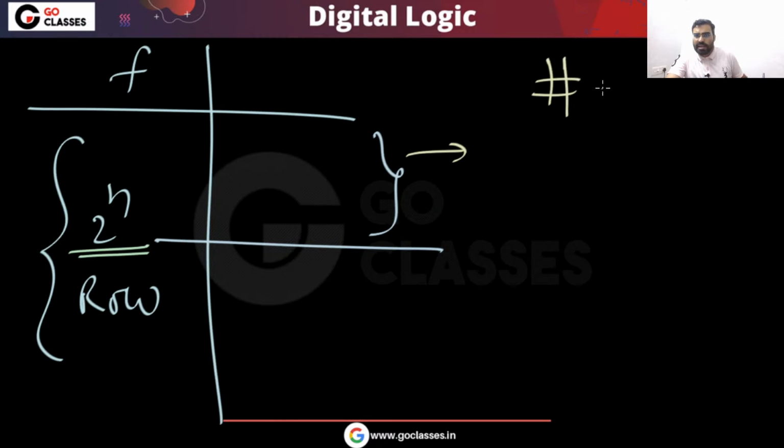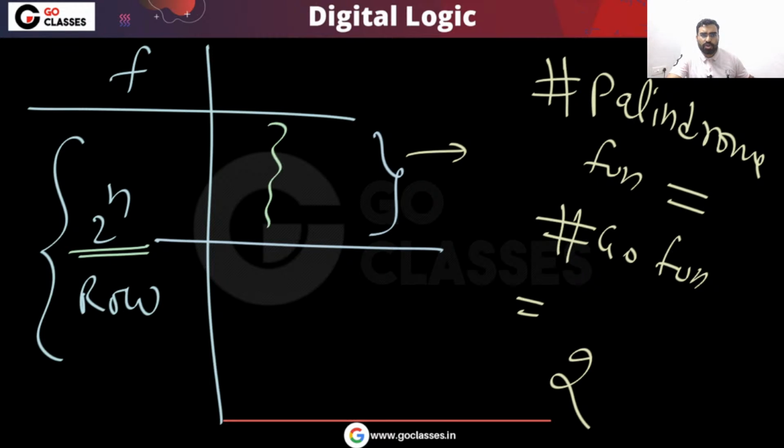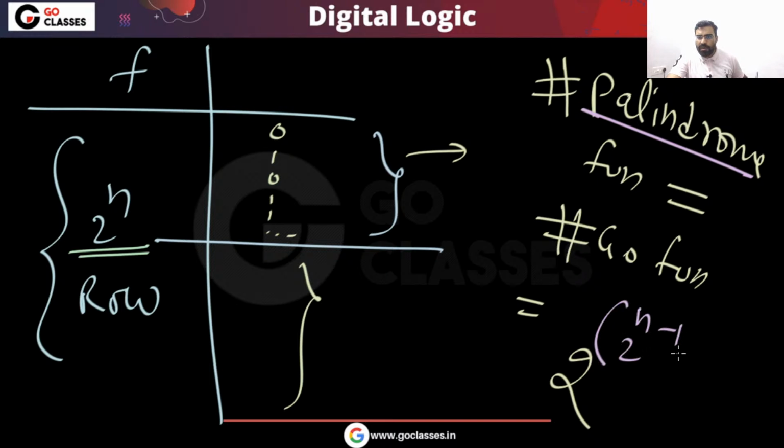So finally I can say number of palindrome functions, or number of Go functions, what will that be? That will be 2 power, for half of these rows you have choice. But here there is no choice, because we want palindrome function. How many rows are there in half? That is 2 power n minus 1. So answer will be 2 power 2 power n minus 1.